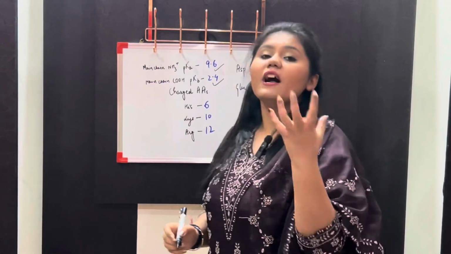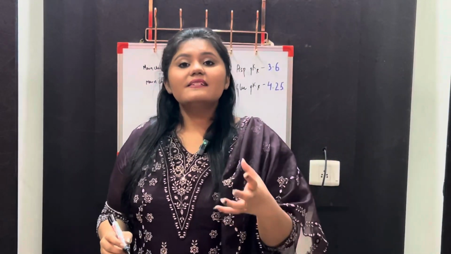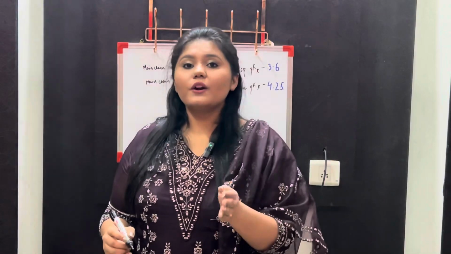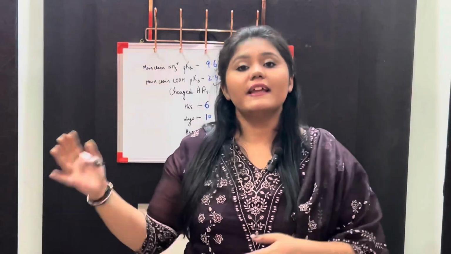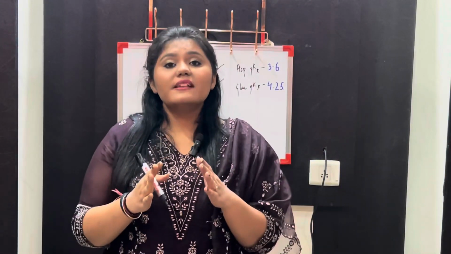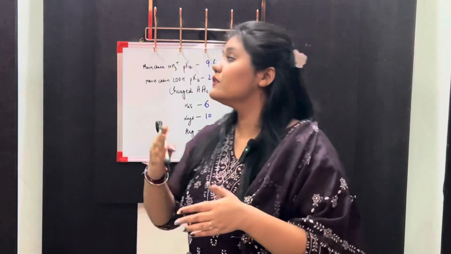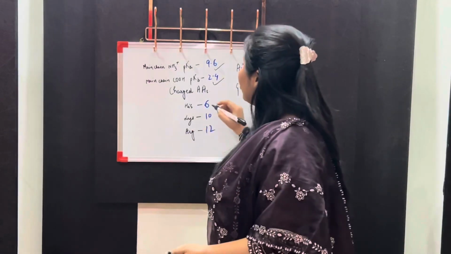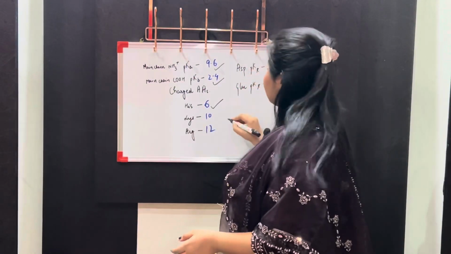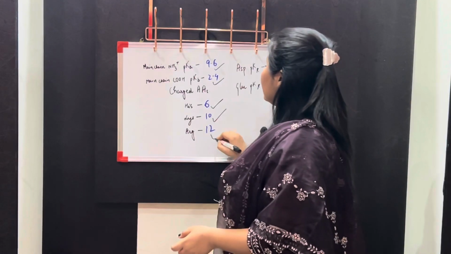When we talk about the charged amino acids, the amino acids that have ionizable side chains, we have talked about amino acids that have non-ionizable side chains and the amino acids with ionizable side chains. The amino acids with ionizable side chains have certain pKa values at which their side chains are ionized, right? For histidine, it is 6. For lysine, it is 10. For arginine, it is 12.